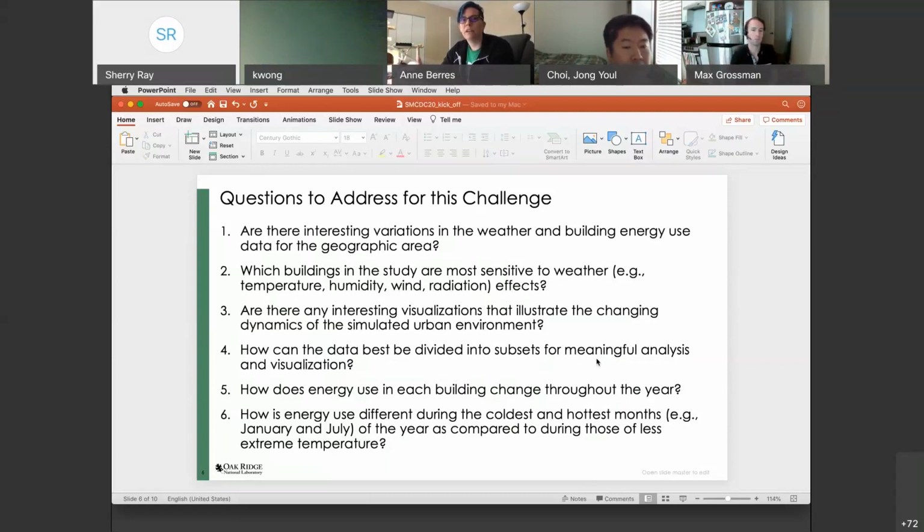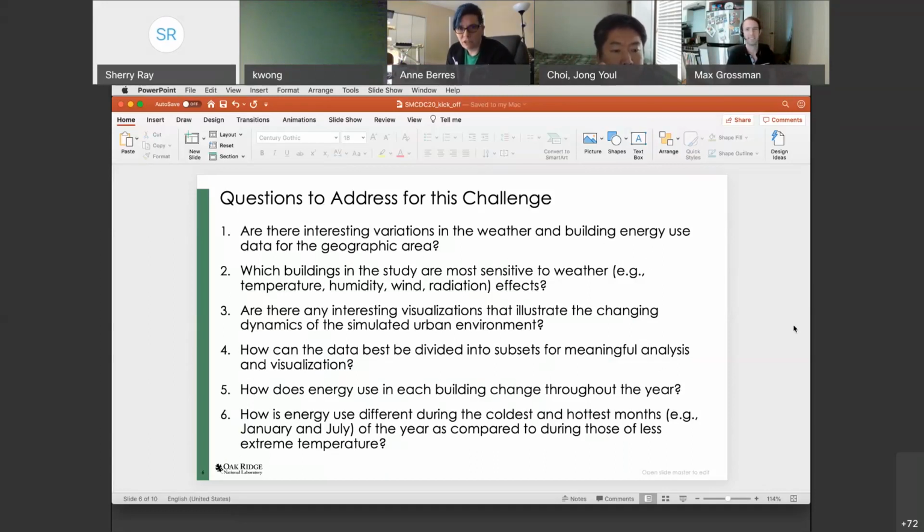How do you divide it into more meaningful subsets? How does energy use change throughout the year? Something that's particularly interesting is looking at the hottest and the coldest months, just because that's when you have the most air conditioning or the most heating being used. If you remember, a few years ago Chicago got minus 40 in winter. I don't think 2015 was quite as cold, but that's definitely very different from summer times when they get pretty normal temperatures up there.